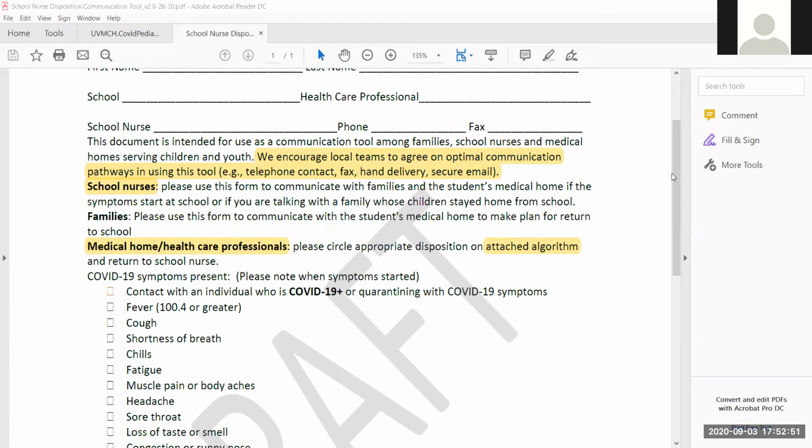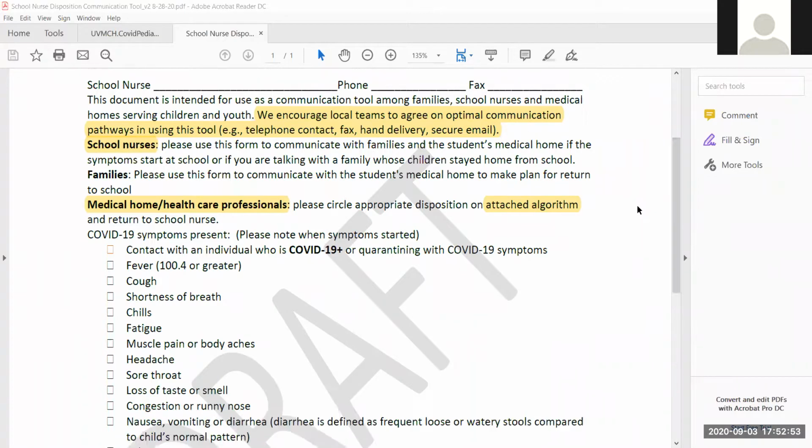So we need to do some work on finding a secure communication that everyone can use.